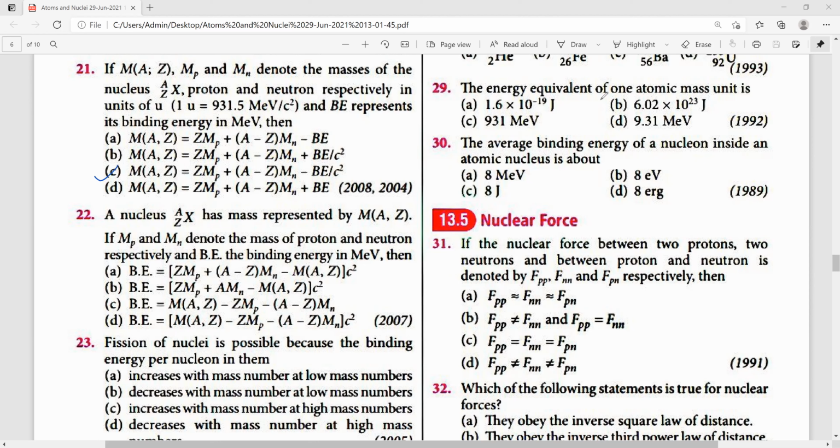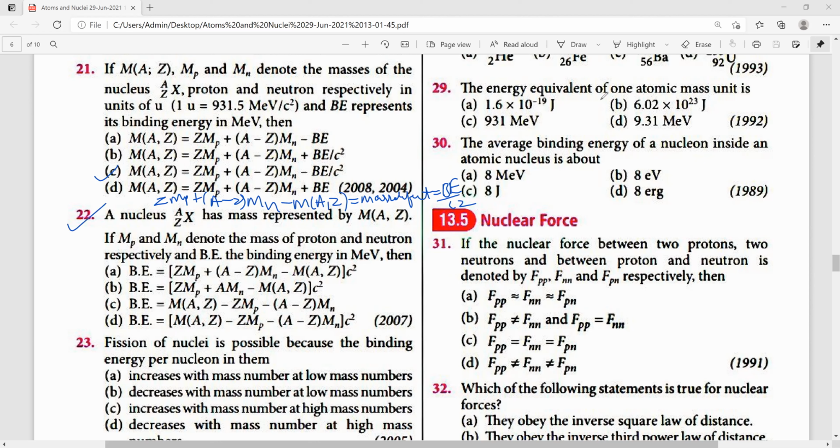So why? Because this is represented as ZMP plus (A minus Z) into Mn minus M(A, Z), which is equal to the mass defect, and that is equal to binding energy divided by C square. So therefore C one is the right answer.